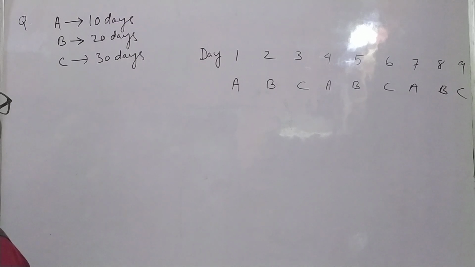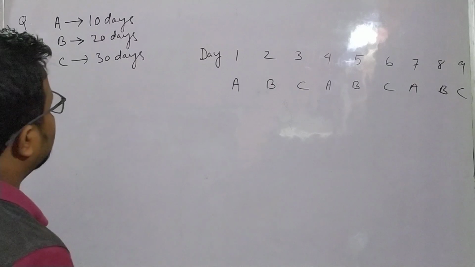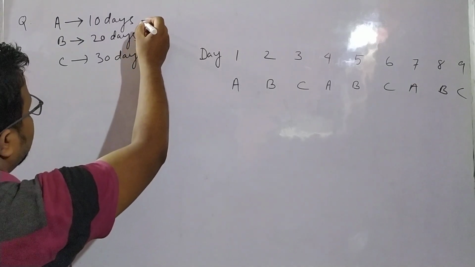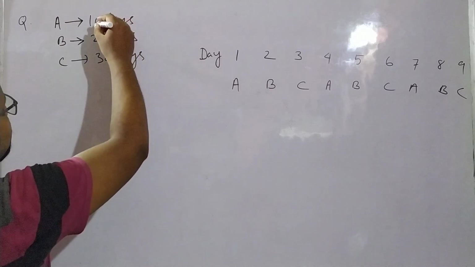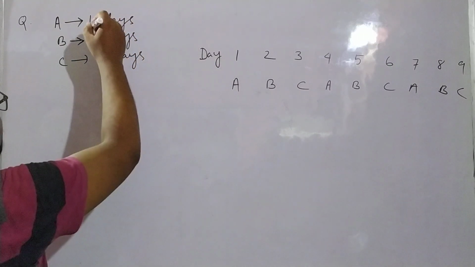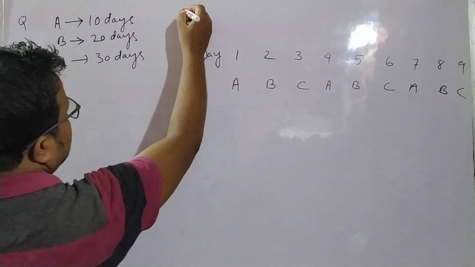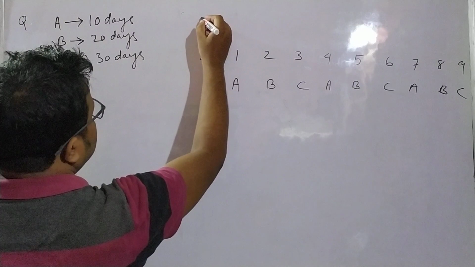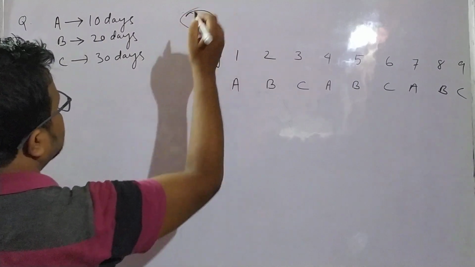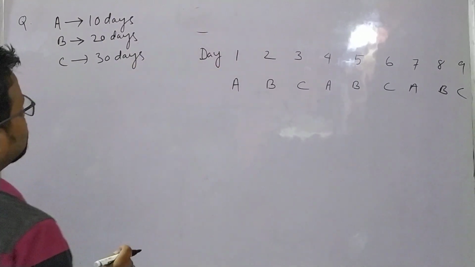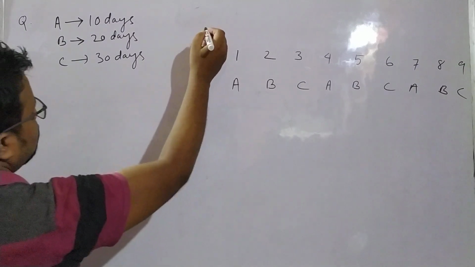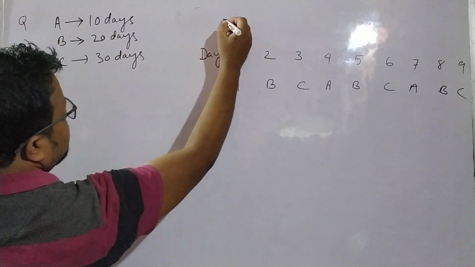So now the question is, in how many days will the work be completed? Simple. How will we do it? First, we will calculate the LCM of 10, 20, 30. What is the LCM? 60. Okay, so the LCM is 60.